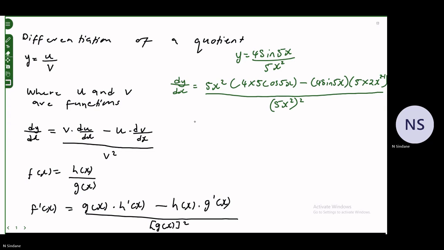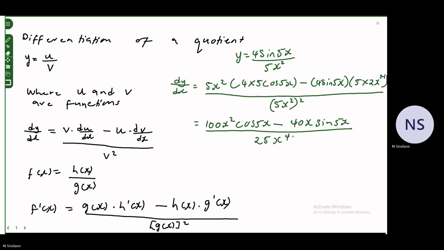From there, I can further simplify. So 4 multiplied by 5 is going to be 20. 20 times 5 is going to be 100. 100x squared cos of 5x, right? And then minus, here I have 5 multiplied by 2, which is 10x. 10 multiplied by 4, it's 40x sine of 5x. Divide this by, it's going to be 5 squared is 25. x squared to the power 2 is x to the power 4.